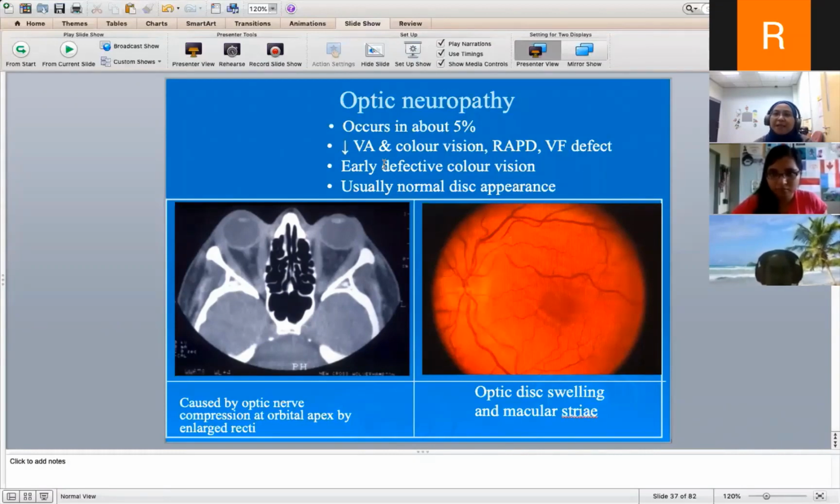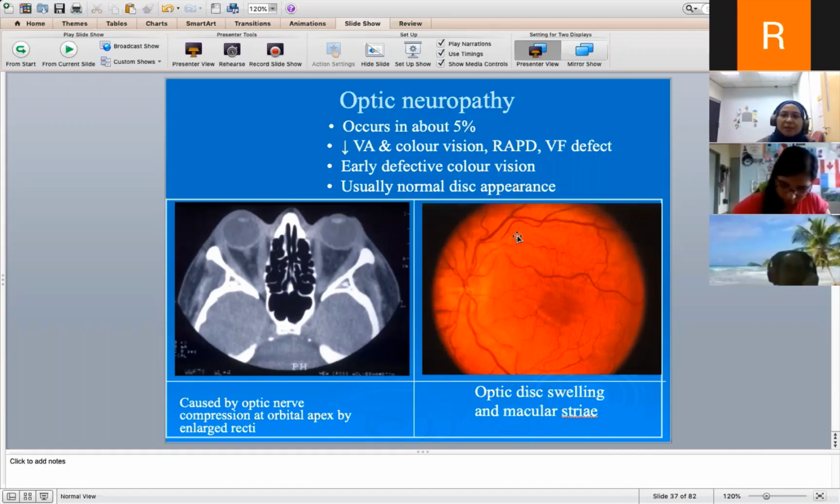Color vision means there should not be any discrepancy in terms of red, green, especially. Yeah, patients should be able to differentiate red and green color. The moment they cannot differentiate, you think about patient having optic nerve dysfunction. RAPD, relative afferent pupillary defect, will be present, and visual field defect is also present. So those are the tests that you do to know whether the optic nerve is affected or not. Now, usually optic disc appears normal, yes, unless it's very badly swollen.